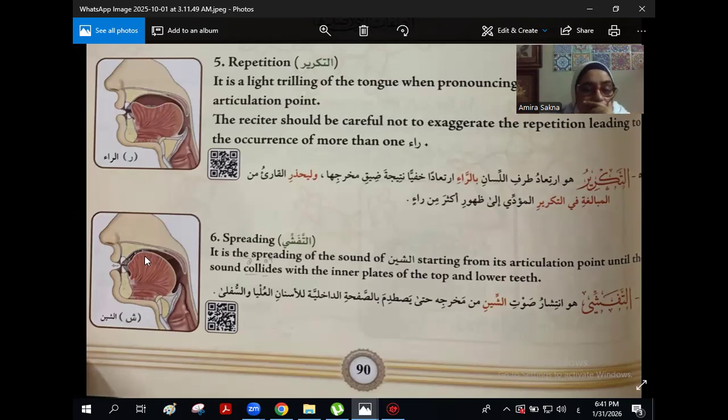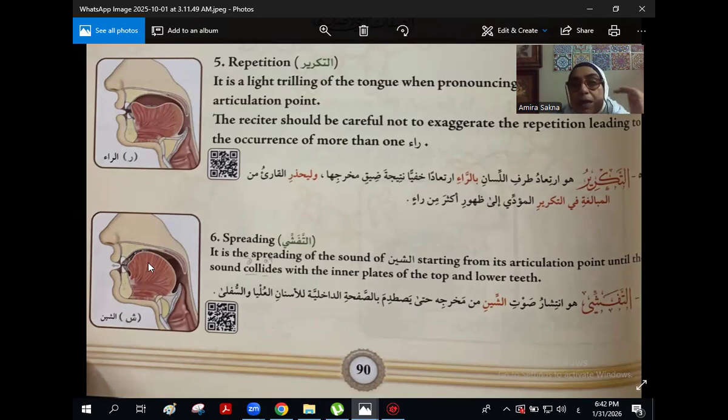Of course, we leave a gap, because if you remember, jim, sheen, and ya, there is a gap between the middle part of the tongue and the upper palate. But with jim, there's contact. You remember, of course, I'm not going to explain about jim now. So sheen, ash, middle part of the tongue with what's parallel to it from the upper palate, okay?